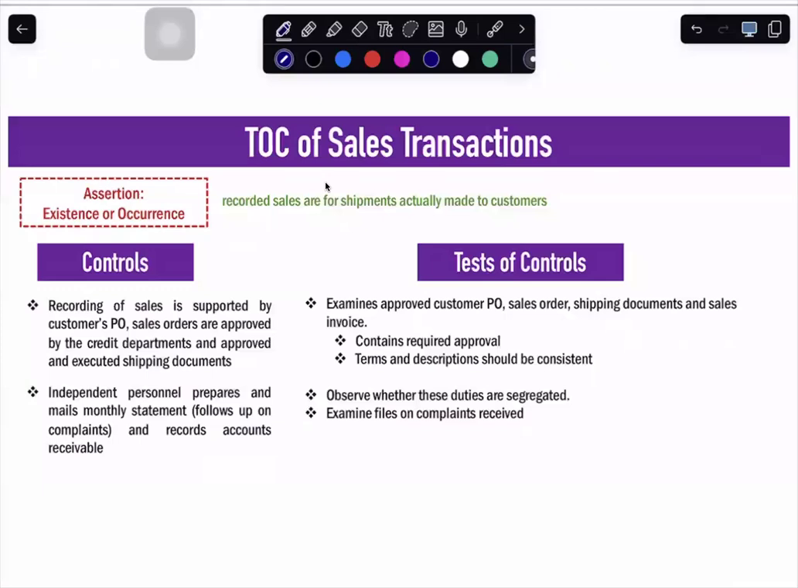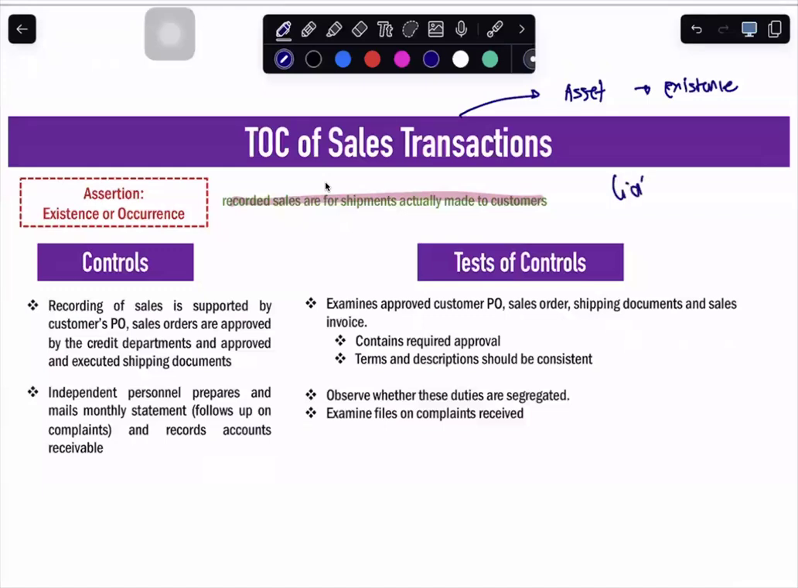So the first assertion that we will test is your existence or occurrence. So first, the recorded sales are for shipments actually made to customers. Now, normally you associate sales to your asset. Okay? You associate sales to your asset. And whenever we want to test your asset, our main assertion is existence, whether the asset exists.